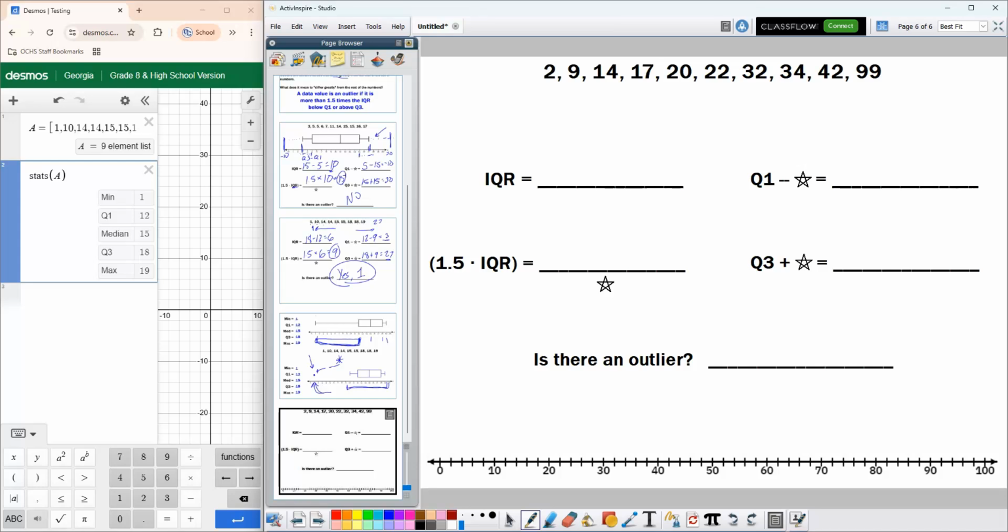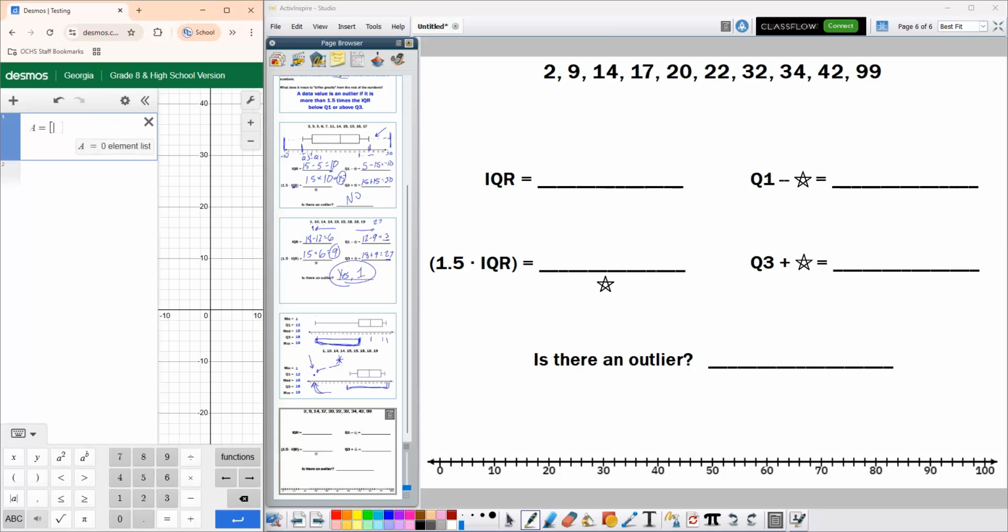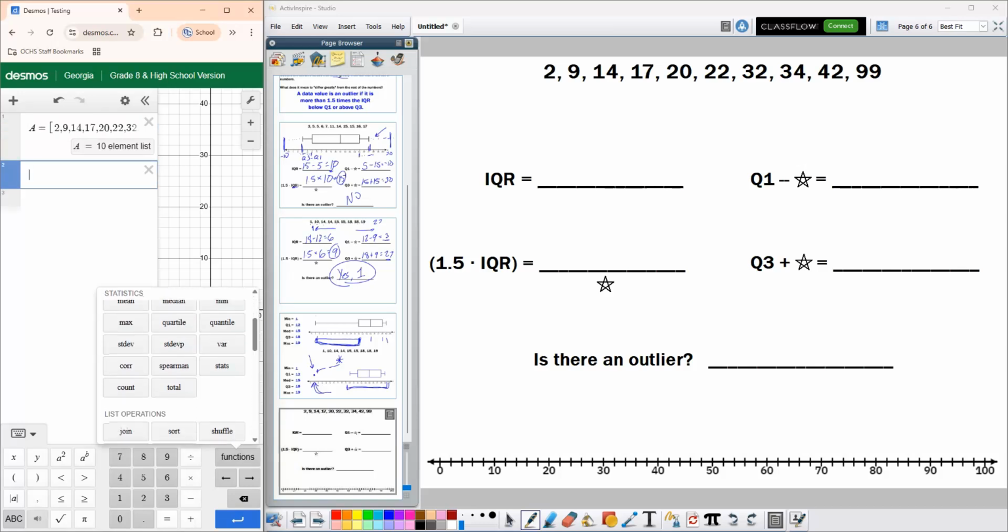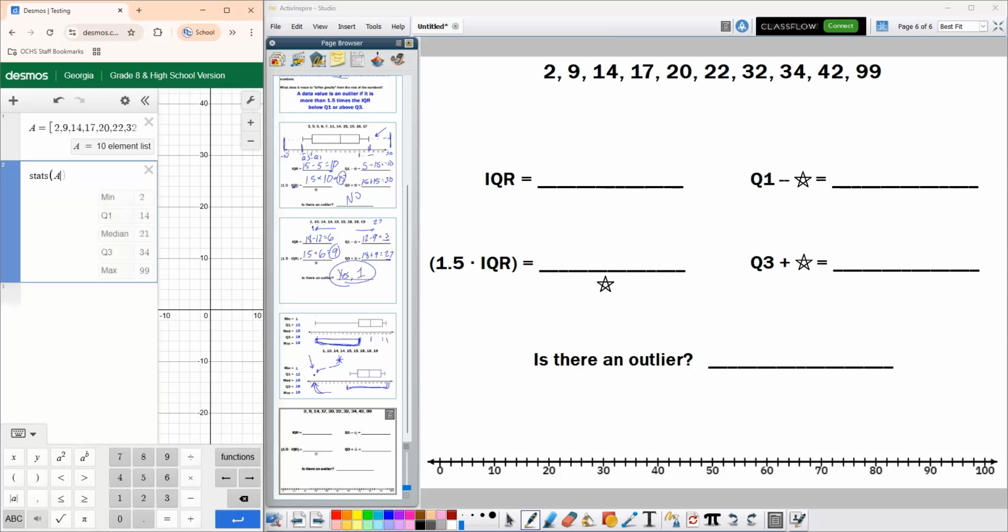All right, I don't want to do this by hand. Going to come over here. A equals brackets, and inside the brackets, I'm going to type all these: 2, 9, 14, 17, 20, 22, 32, 34, 42, and 99. And the function that is going to give me my Q3 and Q1 would be stats. Q3, it says, is 34. Q1 is 14. My IQR is 20.